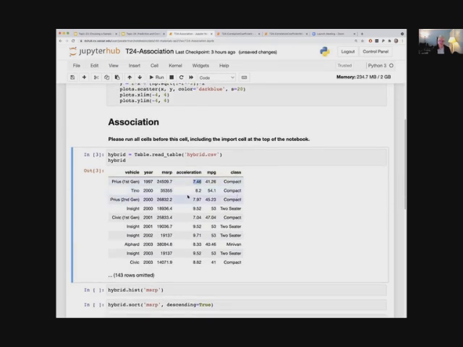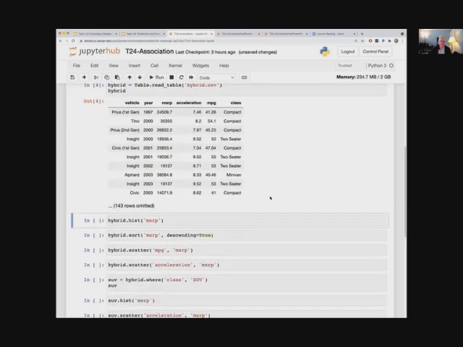We're going to focus on numerical categories: the MSRP, acceleration, and miles per gallon. We're going to explore and visualize the data to see if we can see any of these associations. Okay, so that's the game plan.